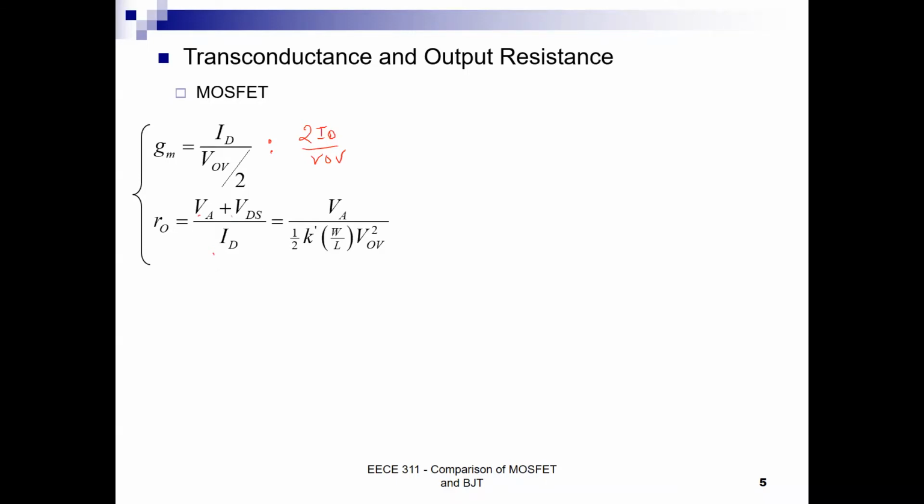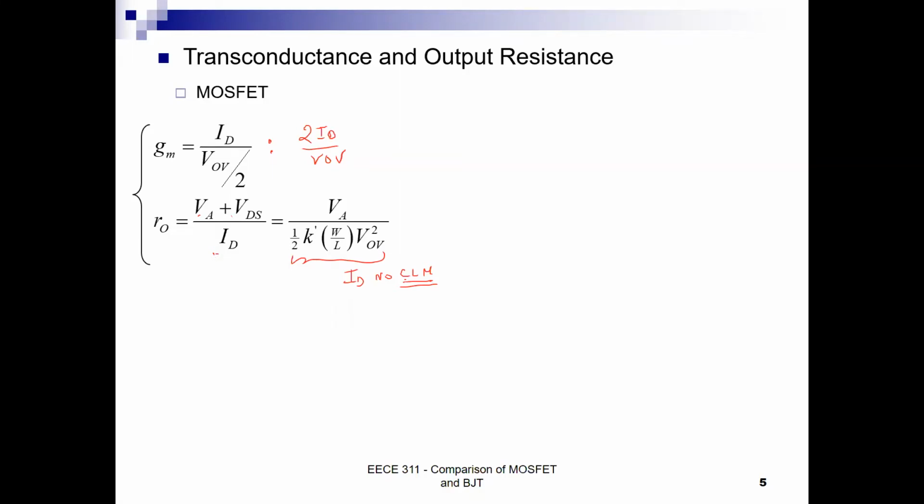Otherwise, independent of the channel length modulation, my RO can be derived from VA over half K prime W by L VOV squared. Why is this important? Because this is really ID with no channel length modulation in the equation. In that scenario, I only need to know what VOV is, and I only need to know VA, which is VA prime times L, and I can find the RO. In the earlier scenario, I need to know the full current if it is given to me, for example, and if I know VDS, I can figure out what my RO is.